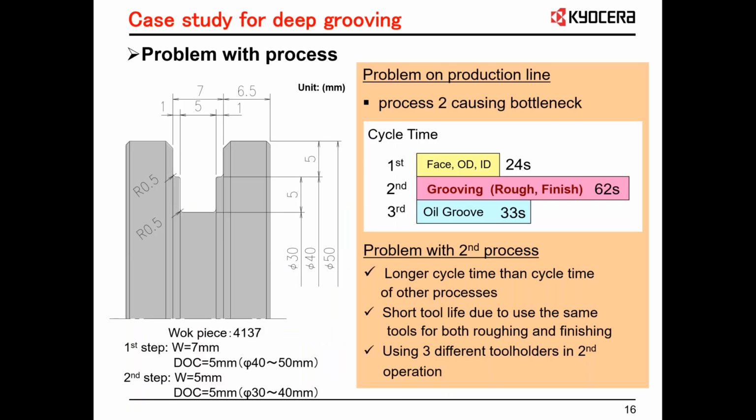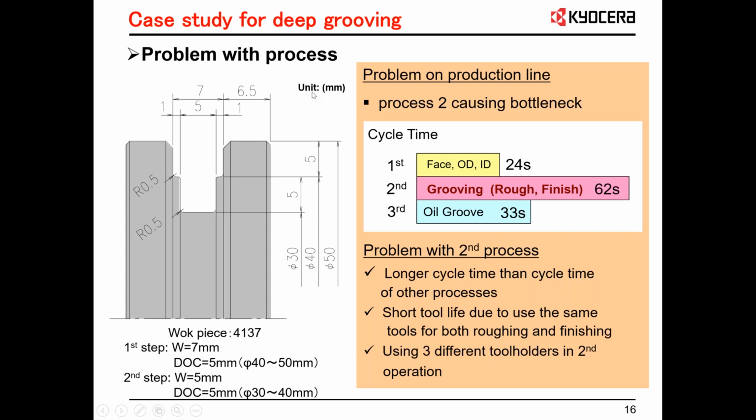So we're going to look at another problem here. This is another case study we documented for deep grooving. The problem with these processes is on the production line. Mainly, we got a bottleneck at the second process. The problem with the second process is a longer cycle time, shorter tool life, and they're using 3 different holders in this operation. We need to have this at least the same as these, if not shorter, or else you're going to produce a bottleneck and you're going to have parts waiting.